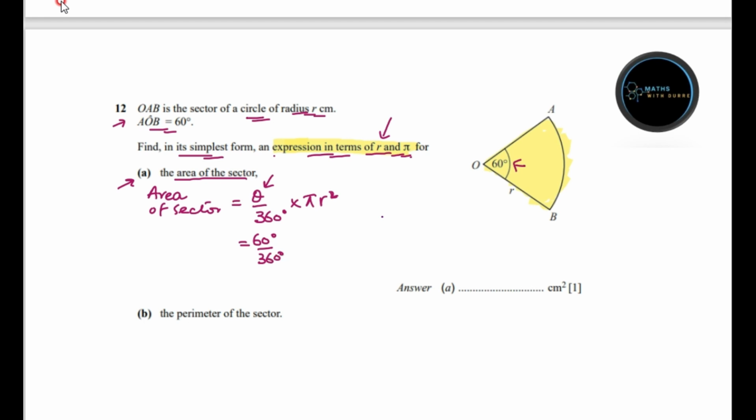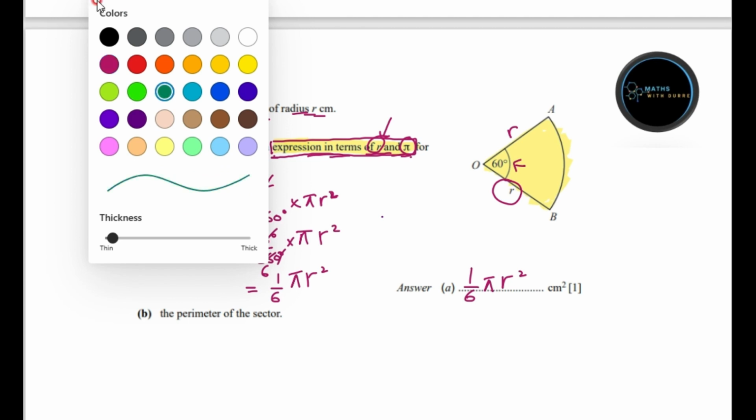But remember, the question says we need to leave our answer in terms of r and pi. So pi and r will remain the same; there will be no substitution. R is the radius here, so we will keep it as it is, and for pi there is no substitution of the value. So we will simplify it. 6 ones are 6, 6 sixes are 36, I'm getting the answer 1 over 6 pi r squared. Whatever answer comes, this is our answer. No need to simplify more. Easy? Yes, it's pretty easy. So here we can go with the next part.